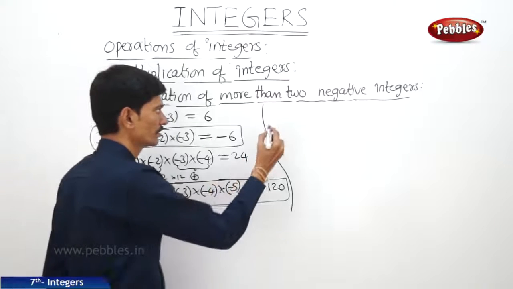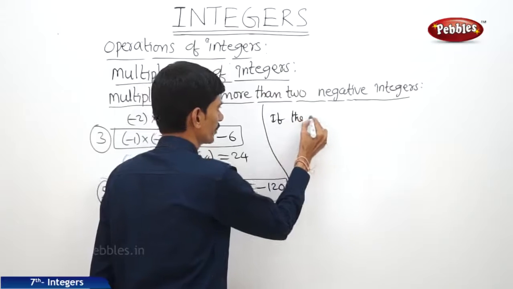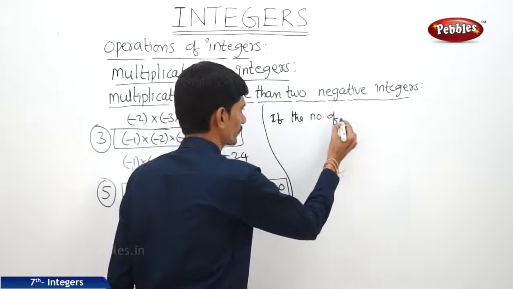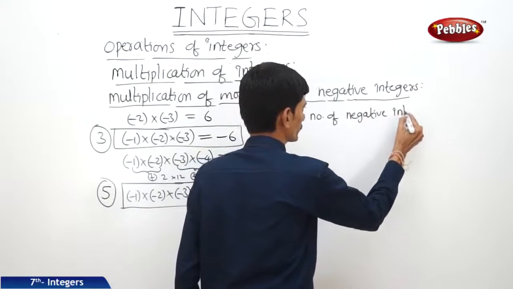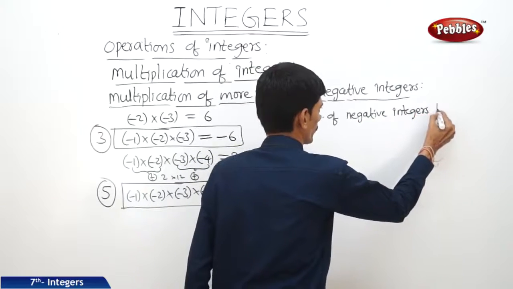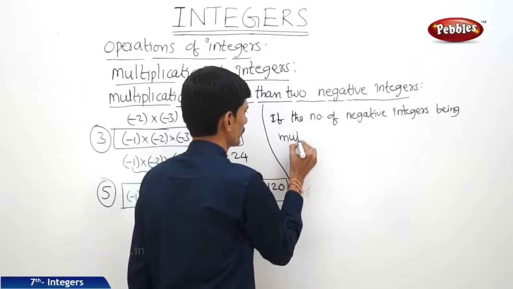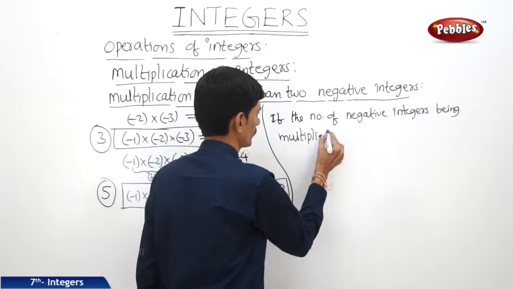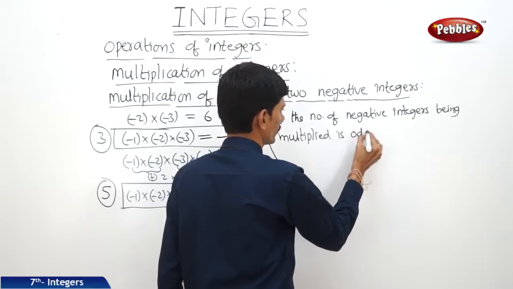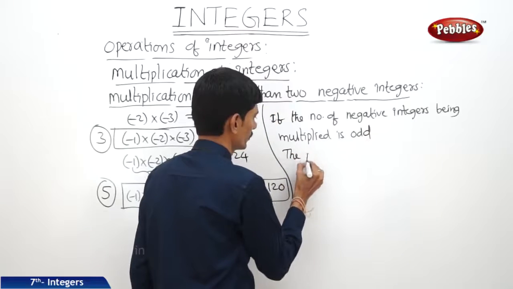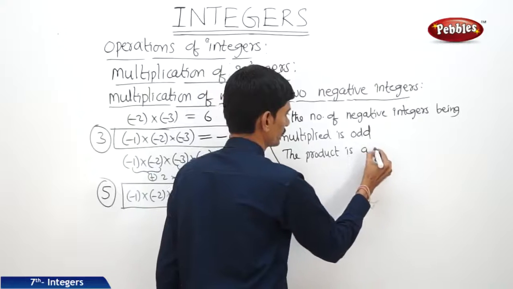Now here we can write the property: if the number of negative integers being multiplied is odd, the product is a negative integer.